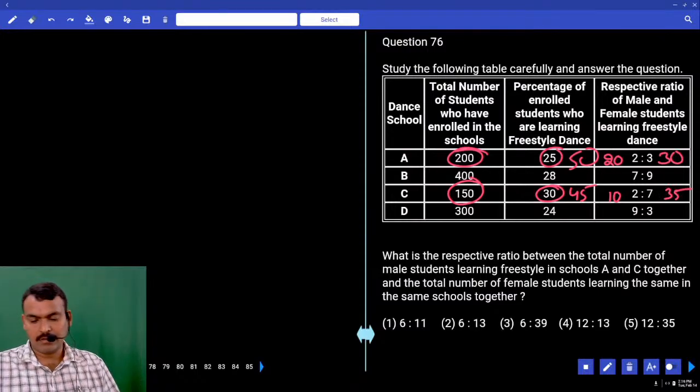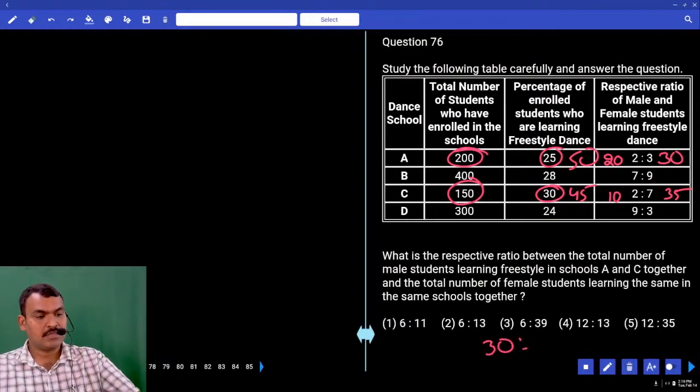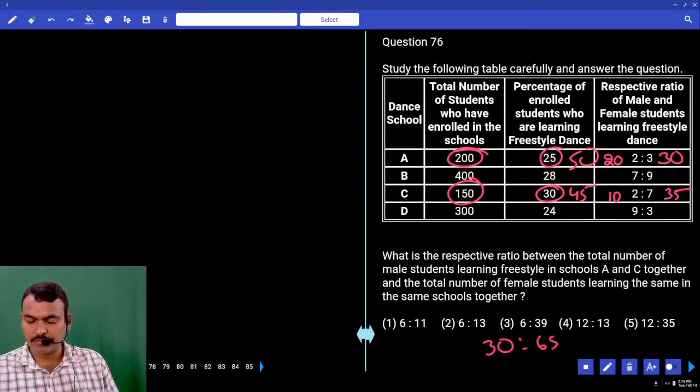What is the question here? Male and female ratio. 20 plus 10, 30. 30 plus 35, 65. What is the ratio? 6:13.